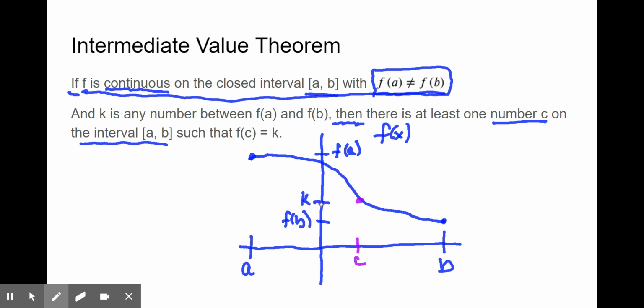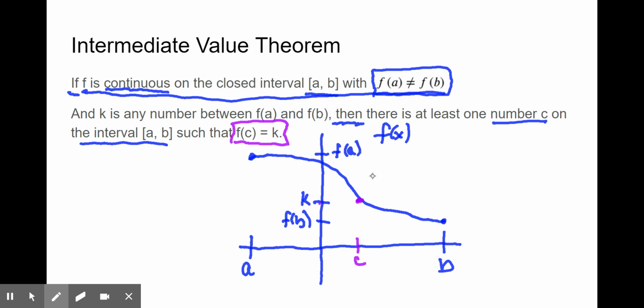So sure enough, this did happen. There was a place where f of c was equal to k. Right here. Okay? Right there. That is the intermediate value theorem. Now, here's what I'm saying to you, and I'm going to do this with numbers here in a second, which will make a heck of a lot more sense, I promise you, okay? But it's important to understand the theorem itself, all right, and how it works, with all of the notation as opposed to just numbers.